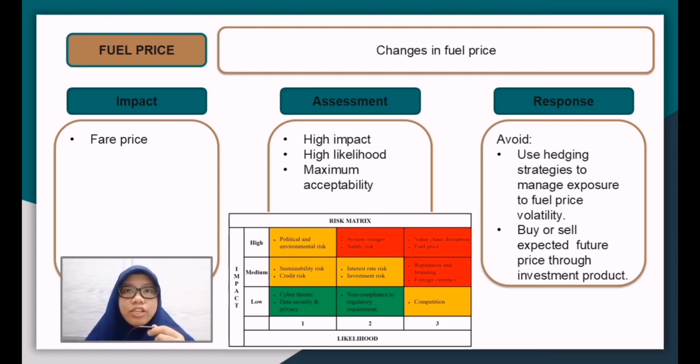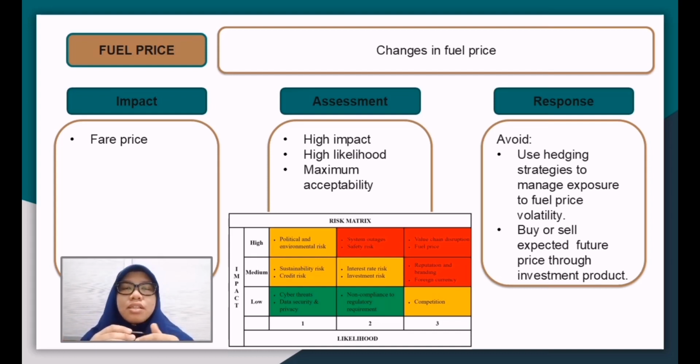Okay, the next risk is fuel price risk. It is under financial risk, whereby it is regarding the changes in the fuel prices. The impact is on the fare price, whereby the fuel price fluctuates. When the fuel price increases, so do the fare prices. So the customers might want to change to other cheaper airlines.